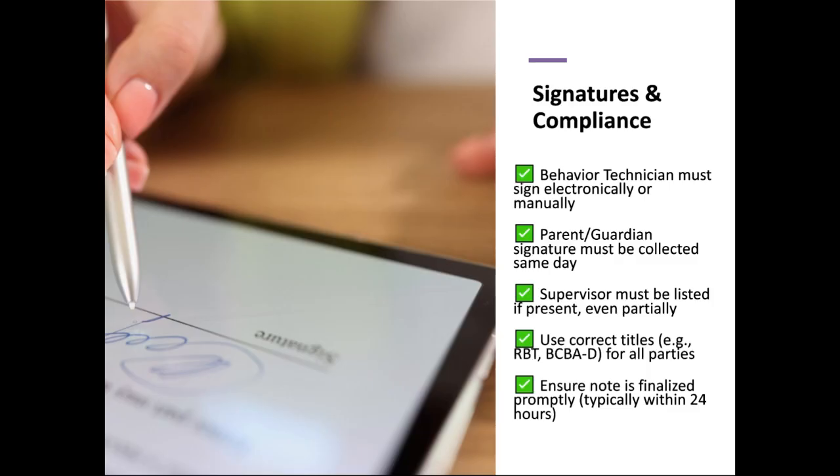All session notes must be signed by the technician the same day services are delivered. The supervising BCBA should be listed if they were present, even for part of the session. Be sure to use the correct titles, whether it be Registered Behavior Technician RBT, Board Certified Behavior Analyst BCBA, or Board Certified Behavior Analyst Doctorate, for example. And finalize your notes promptly. Delays in finalizing your notes and submitting your session completely can result in billing issues and compliance risks.